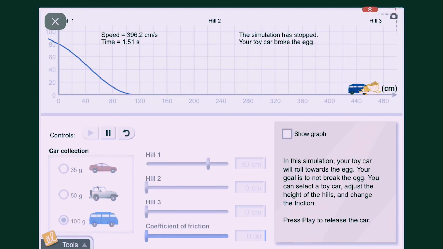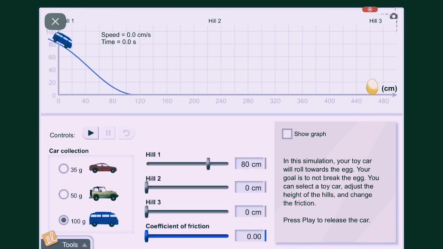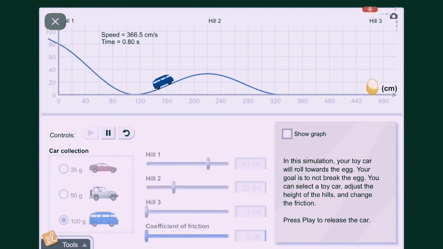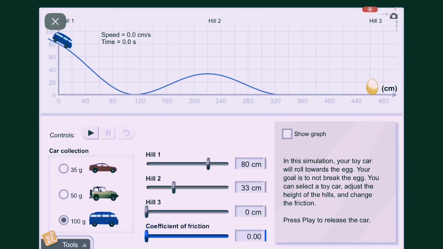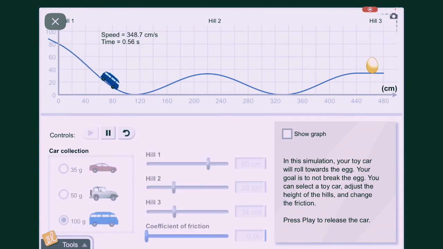and then you can try it again. So in order to not break the egg, I'm going to try to add a second hill, and maybe that'll slow it down some. Oh, nope. So you can go ahead and keep experimenting, and you can add up to 3 hills to try to get it to touch the egg but not break it.